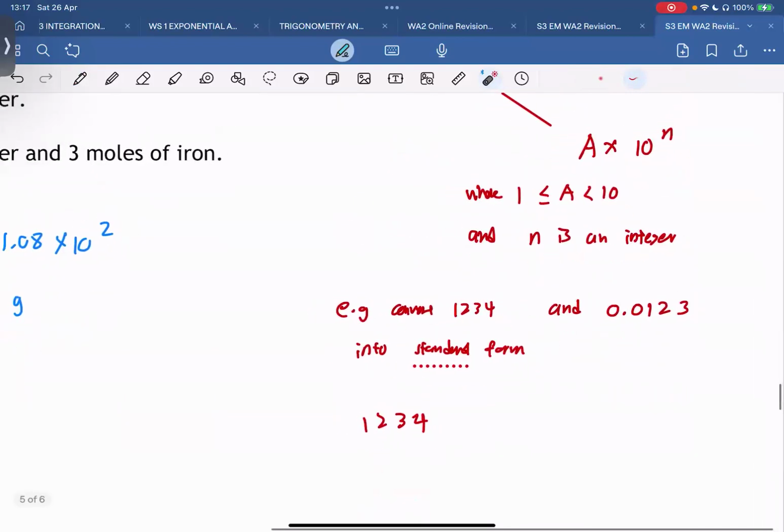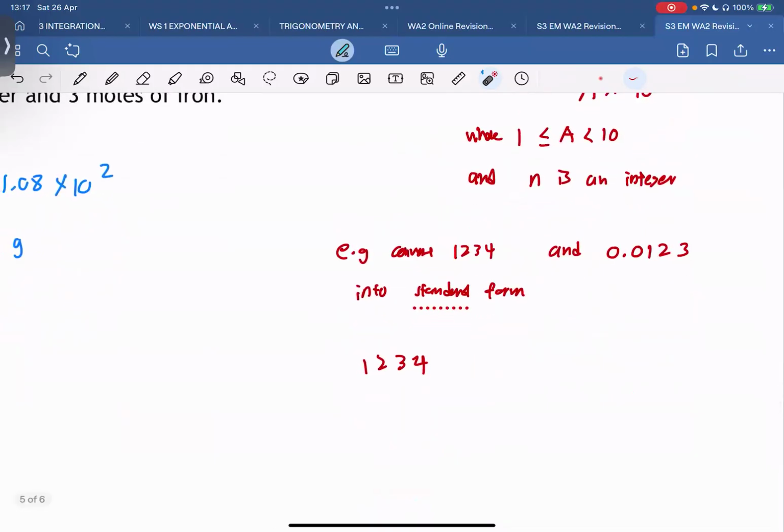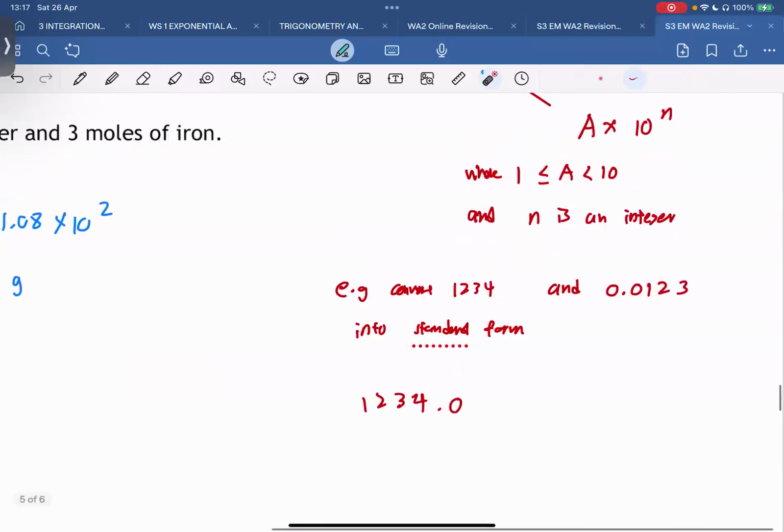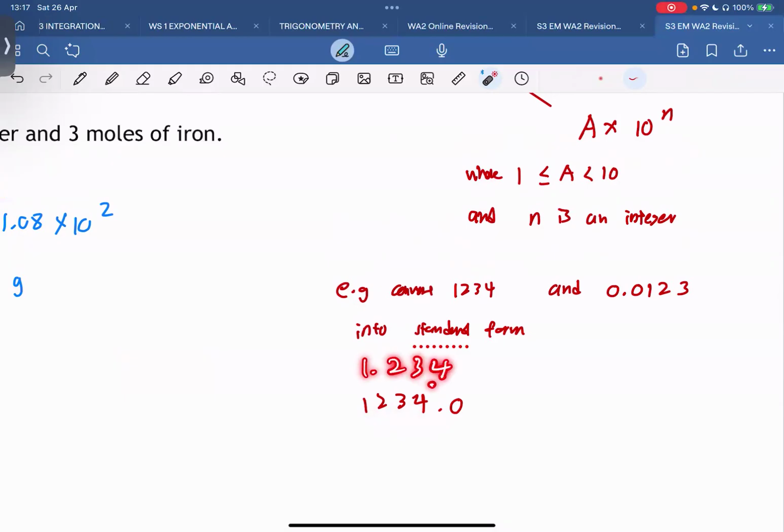We want to convert it into a form of A times 10 to the power of n, where A is a number between 1 and strictly less than 10. That means we need to shift our decimal point, right? 1234 has an invisible decimal point at the end. It's just simply 1234.0. So in order to achieve this form, I need to shift the decimal point all the way here. Okay, so I will have 1.234, right? Which satisfies the condition of A.